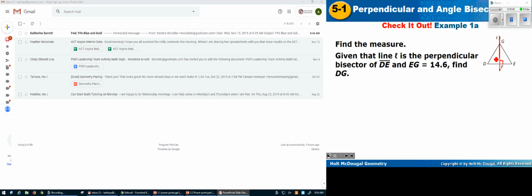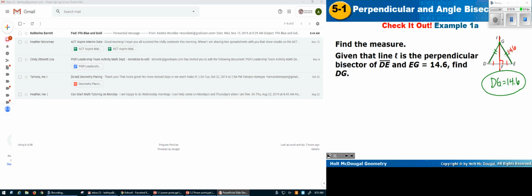Exactly. It's not only perpendicular, but it's also a bisector of DE. So I can mark those DF and EF pieces congruent. And then they tell me that EG is 14.6, so I could label that in my picture. And the question is, what is DG? So using the theorem that we just learned, if this is a perpendicular bisector, then G is equidistant to the endpoints. So that means these two sides are equal, so DG is just 14.6.